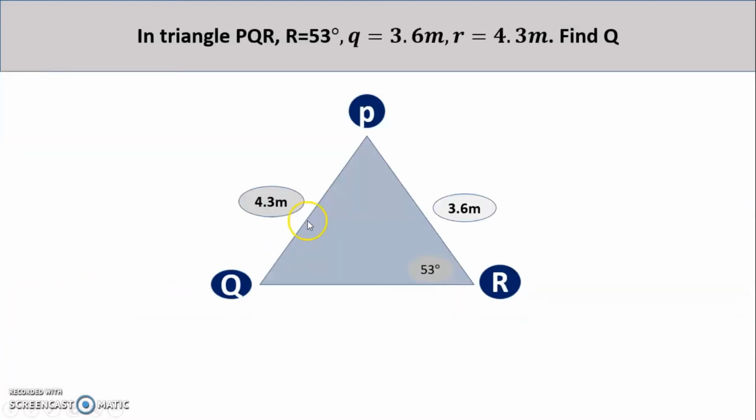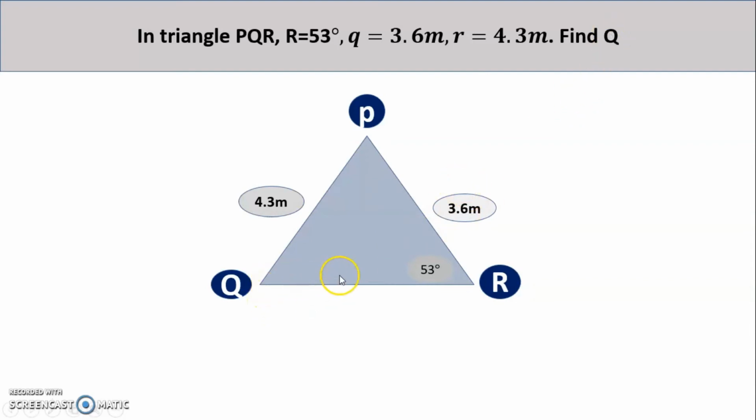So if this is our triangle, we don't know angle P, we don't know side P, but we are told that angle R, that's the capital letter R, is 53 degrees. So you replace with 53 degrees. We were told that small letter r is 4.3 meters. We don't know angle Q, but we were told that small letter q, which is the side of Q, is 3.6 meters. We are asked to find angle Q.